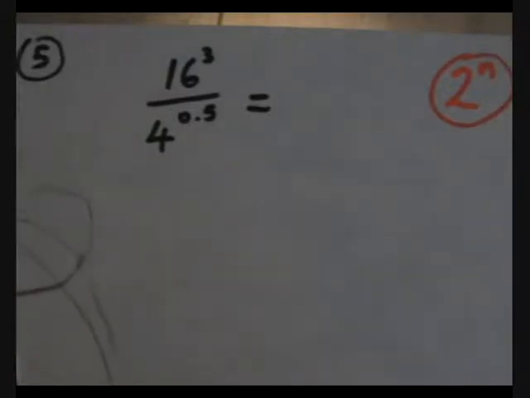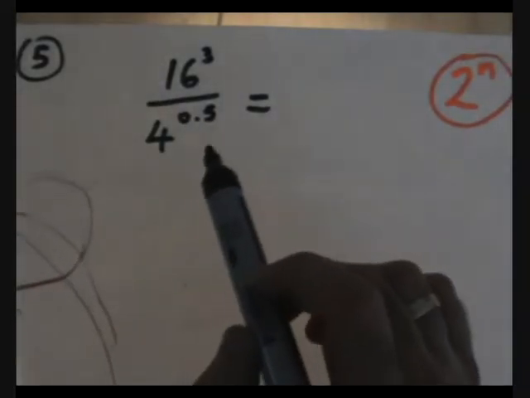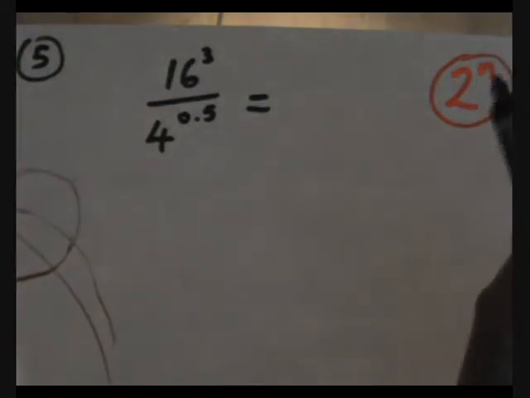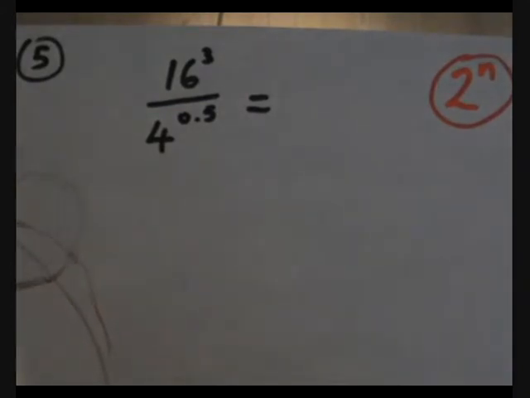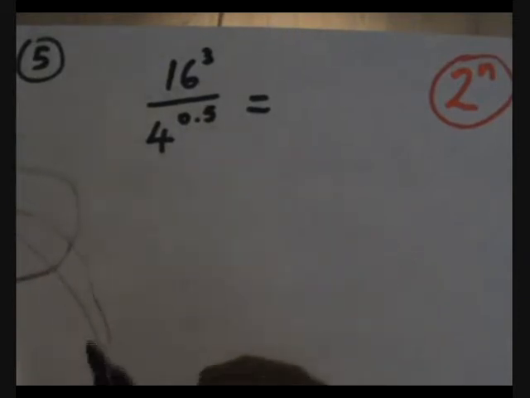Right, question 5 is quite difficult. It says, write this thing here, 16 to the power of 3 divided by 4 to the power of 0.5, in the form 2 to the power of n. So we want our final answer to be 2 to the power of something. Well, a good idea would be to try and start writing some of these numbers as powers of 2.